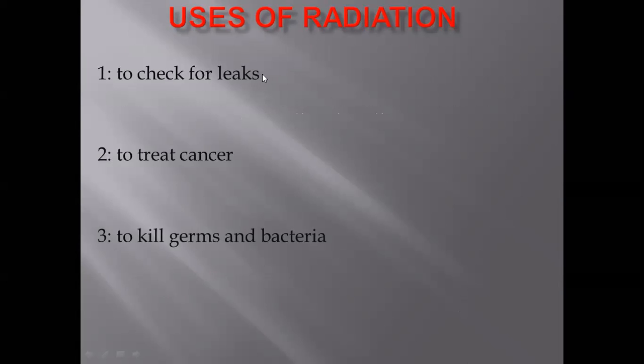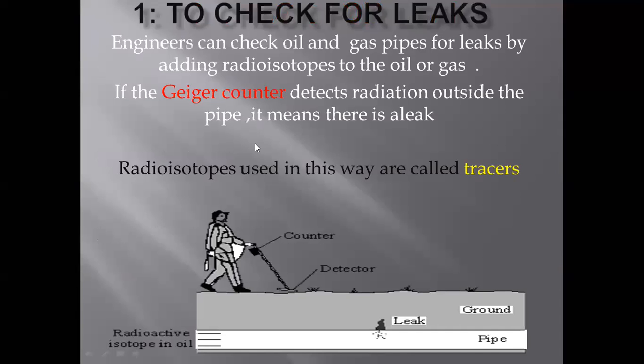Kareem, read uses of radiation. Uses of radiation: to check for leaks, to treat cancer, to kill germs and bacteria. So radiation can be dangerous, and there are some uses of radiation. Yes. Uses of radiation, as you said again: to check for leaks, to treat cancer, to kill germs and bacteria. Here the first one.